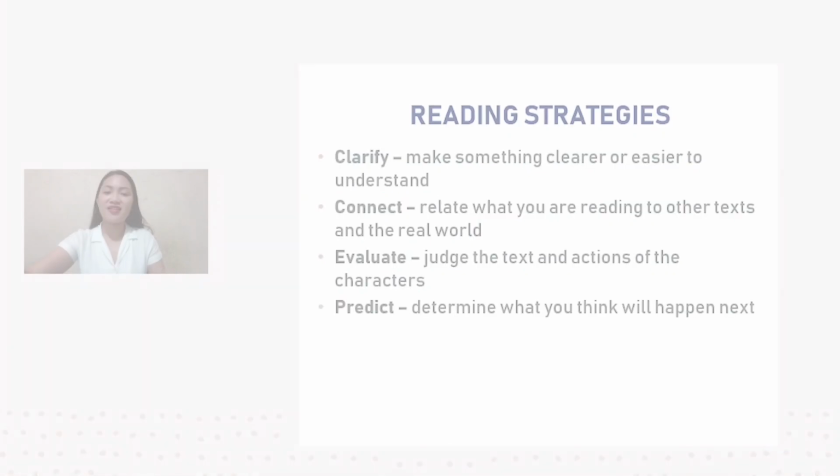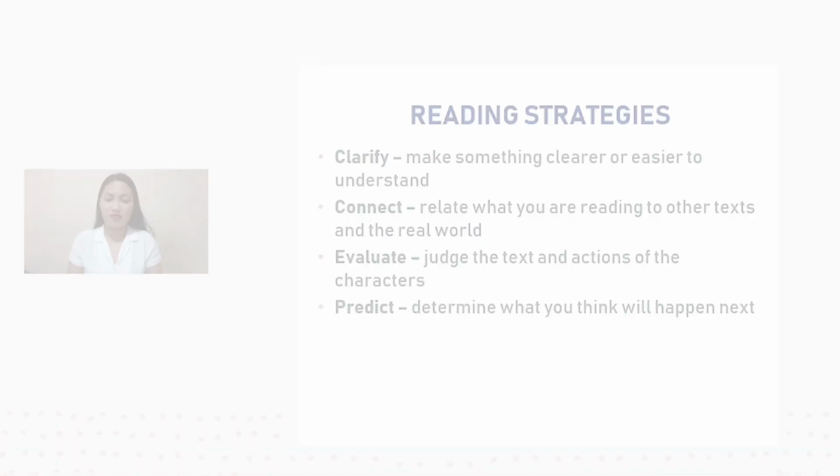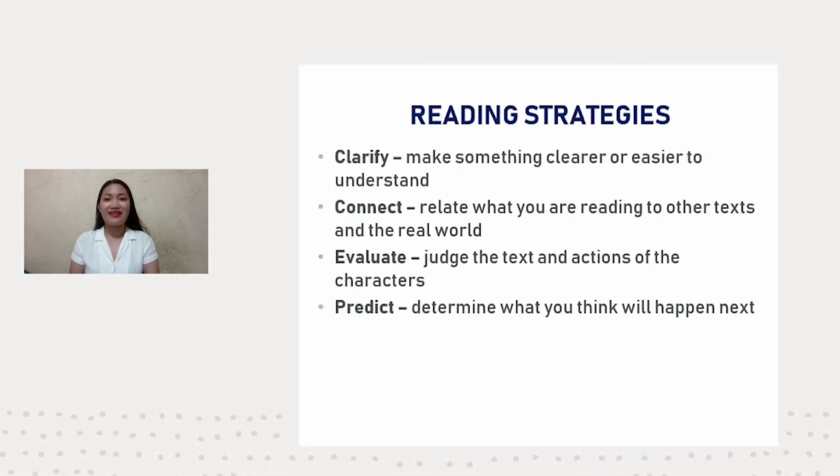Next is predict. Predicting is also determining what you think will happen next in the text. For example, when you read a story and the ending is unclear or unresolved, what you would do is predict the ending with your own interpretation. Okay, so we usually do this not just in books or not just in reading, but also when we watch movies. We also predict. For example, when we are watching a series, we also predict, oh, what will happen next? Okay, so that is predict.